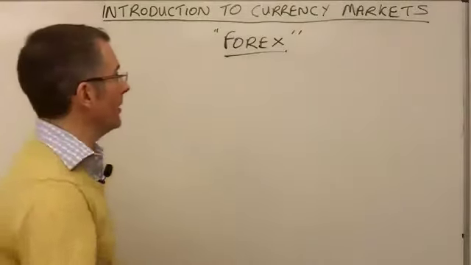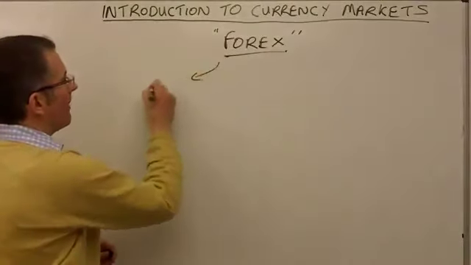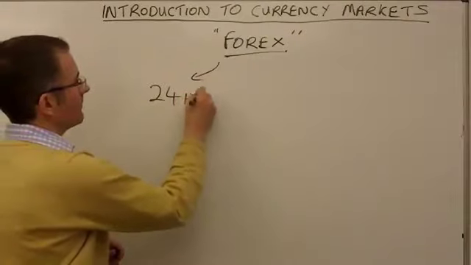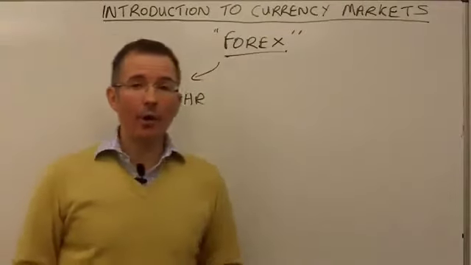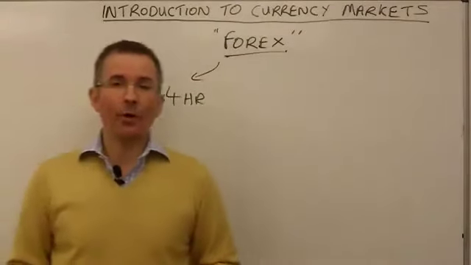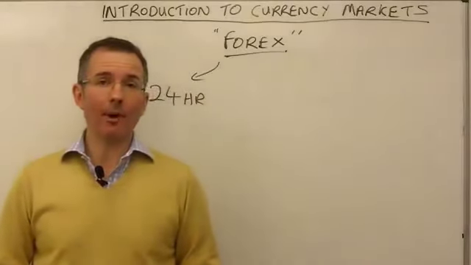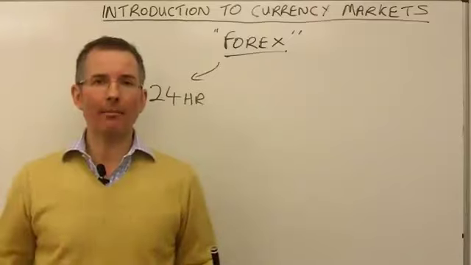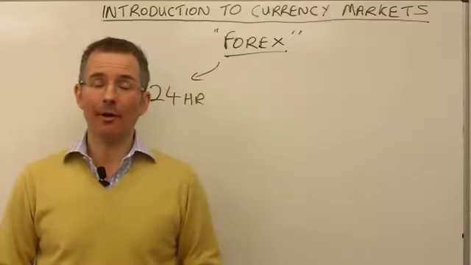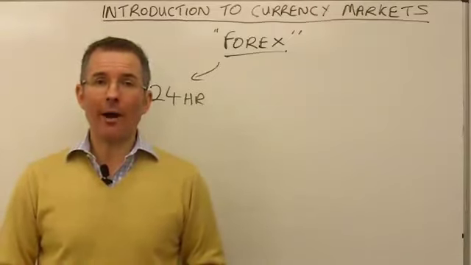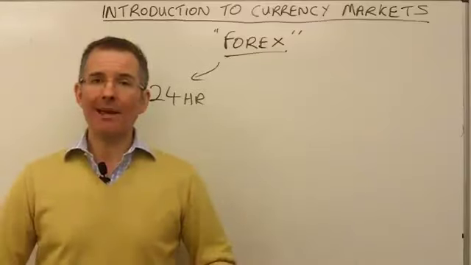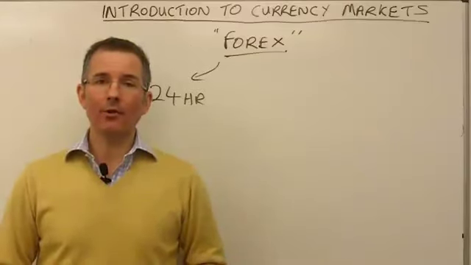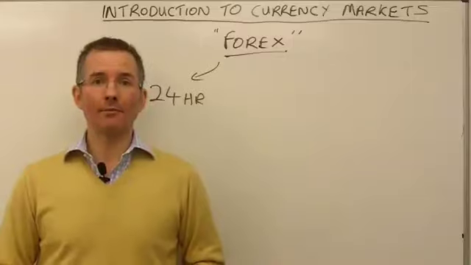Okay, so key features. Number one, this is a 24-hour market. Currencies are traded all around the world, and it is, as I say, one of the biggest, if not the biggest markets in the world. The daily volume or turnover is many times that of something like the equity market, for example. So, 24-hour currencies are traded around the world. Big financial centres include New York, Tokyo, and London.